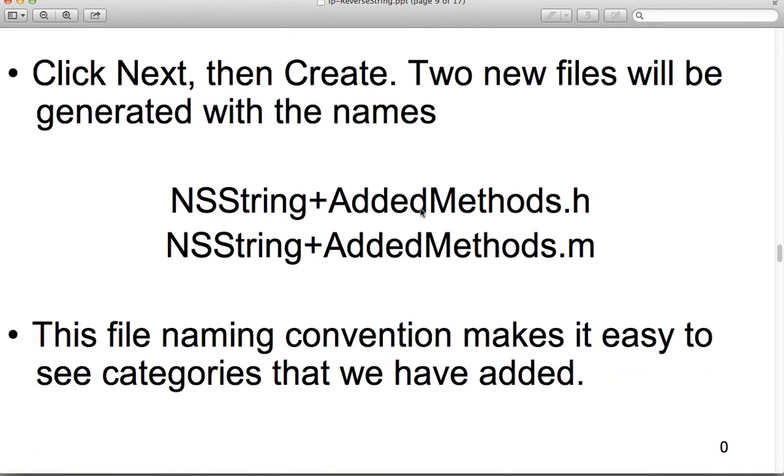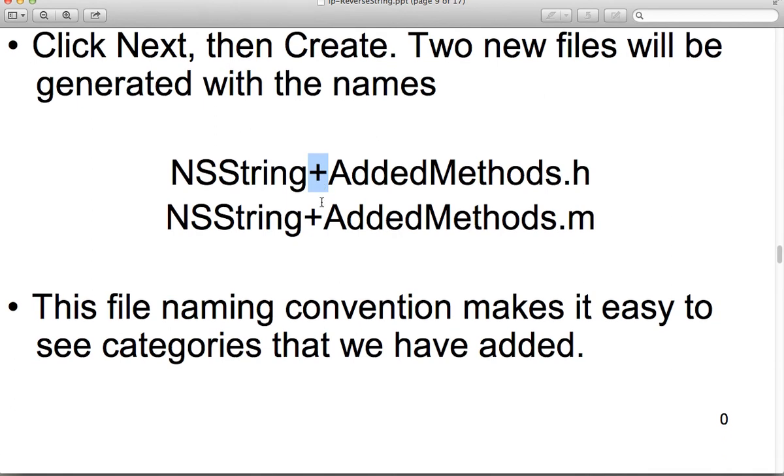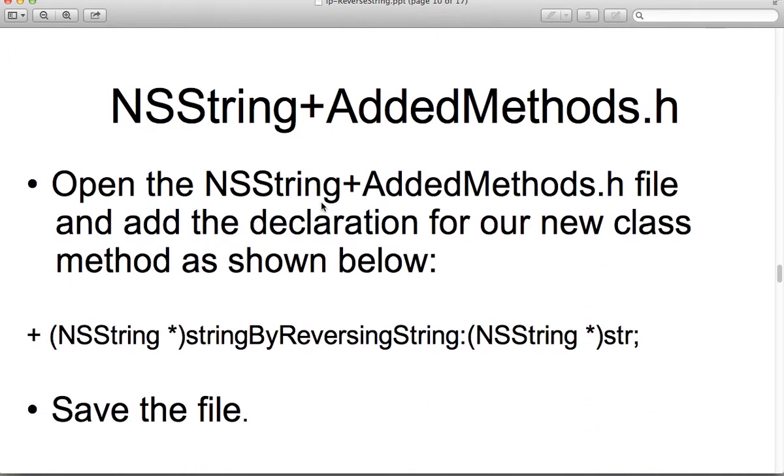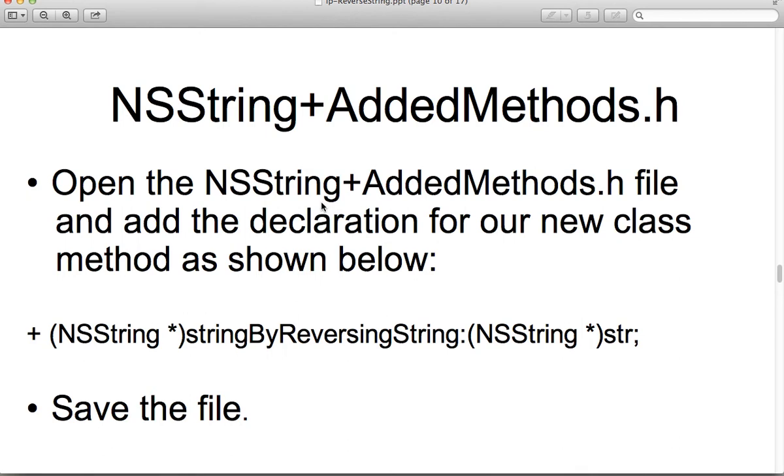So we have NSString plus added methods. Actually, the plus is kind of interesting. It's because we're adding class methods. So it's added methods to NSString that we're going to use on objects of that same class. The naming convention makes it easy to see the categories when you need to add them. You can take those two files and drag them into other projects once you create them.